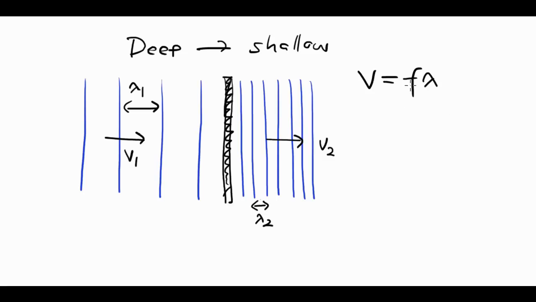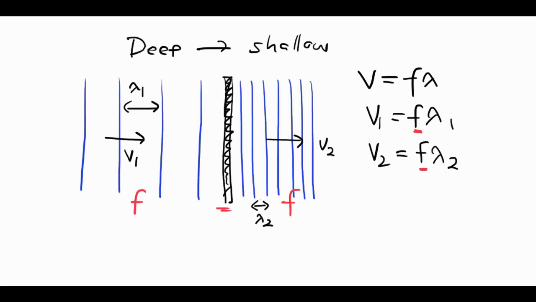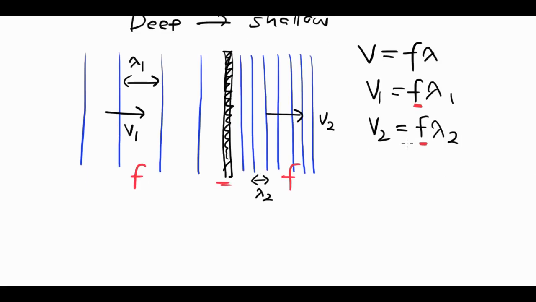Now, looking at V equals F lambda, that means that V1 is equal to F lambda 1, and V2 is equal to F lambda 2. The key thing here for this to work is that the frequency always stays the same. So F equals F on both sides. If the frequency stays the same, then if the speed becomes lower, the wavelength must also reduce in order for the frequency to remain the same.